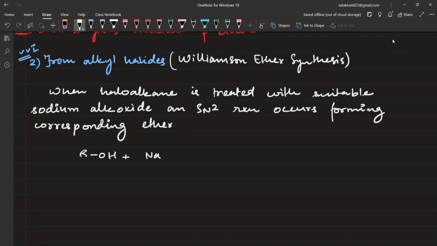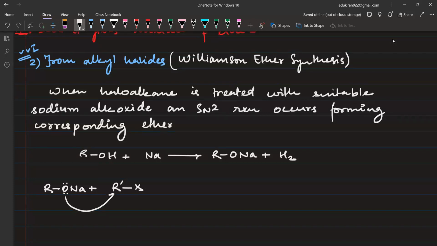अल्कोहल को ट्रीट कीजिए आप सोडियम के साथ. It's going to give you RONa plus H2 gas is going to be liberated. Now this is the sodium alkoxide. ठीक है, now this sodium alkoxide will be used with any alkyl halide R-X. The oxygen atom which is having lone pair as well as a negative charge, because sodium is positive, this O is going to attack on the alkyl group of halogen and SN2 reaction takes place, it's going to give you ROR' plus you will get NaX.